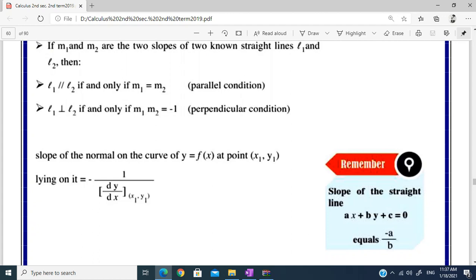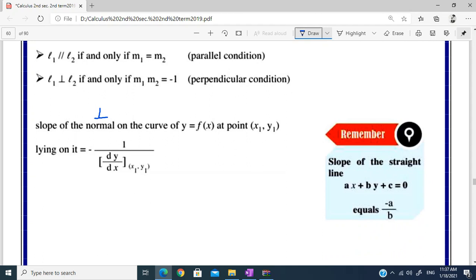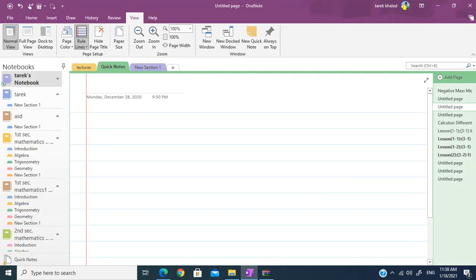So the slope of the normal, which is perpendicular to the tangent to the curve, is -1 over dy by dx at point x1, y1. We can get the slope from the equation of the straight line in general, ax plus by plus c equals 0. The slope equals the negative coefficient of x over the coefficient of y. So, our lesson is about applications on derivative.